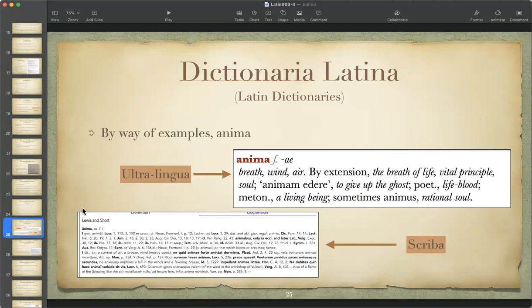Scriba, which is based on Lewis and Short. Lewis and Short is something that's very valuable to us because Lewis and Short included words past the 200 AD mark, and I've forgotten how far they went. But there are a lot of ecclesiastical words in Lewis and Short that are not in ecclesiastical dictionaries.